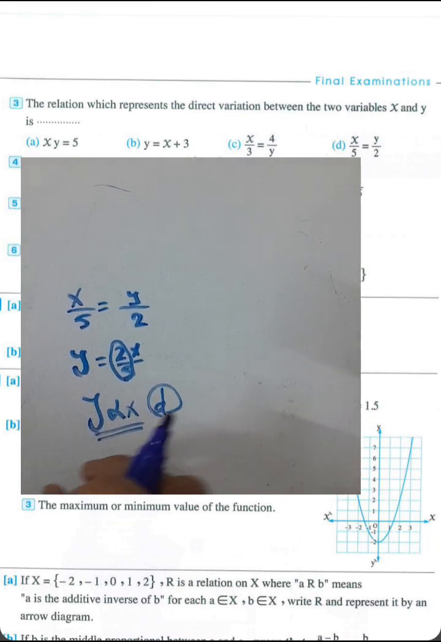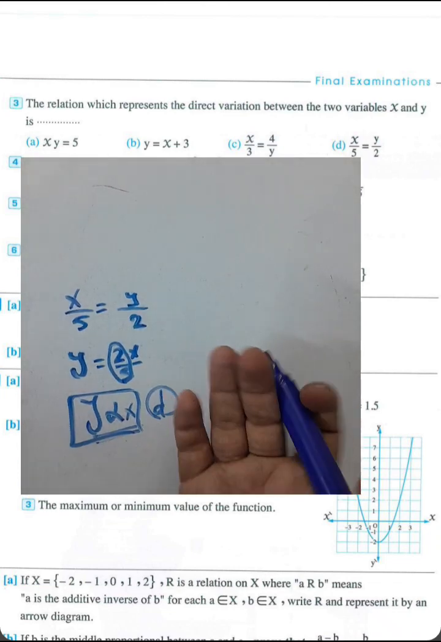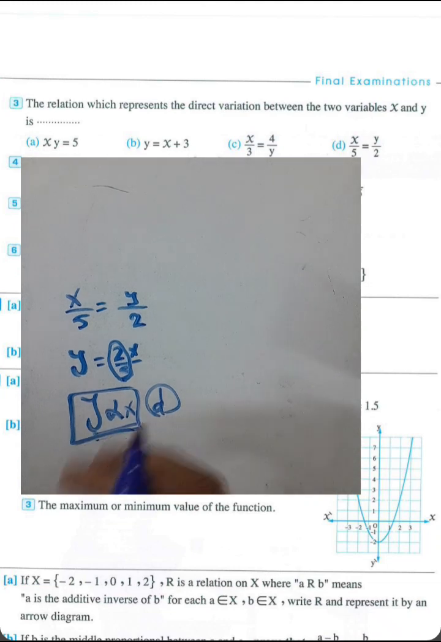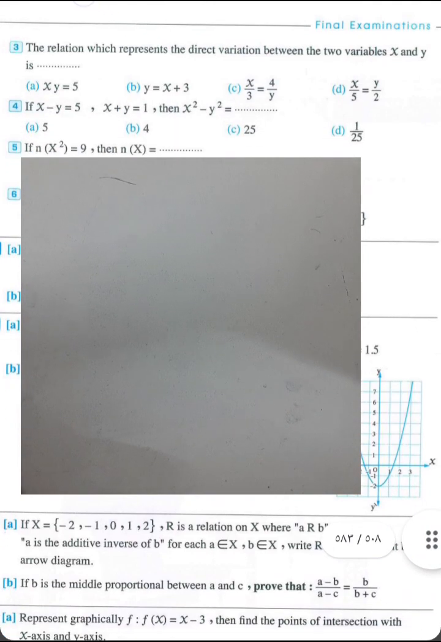Direct variation means y with x: when y increases then x increases, and when y decreases then x will decrease. This is called direct variation. Okay, next example, number 4.